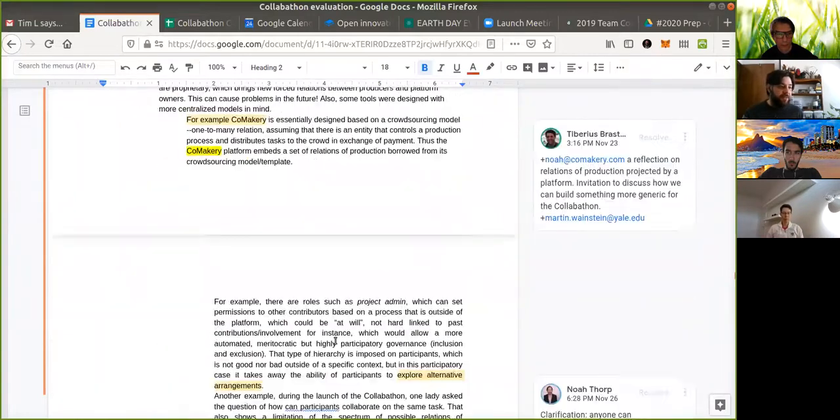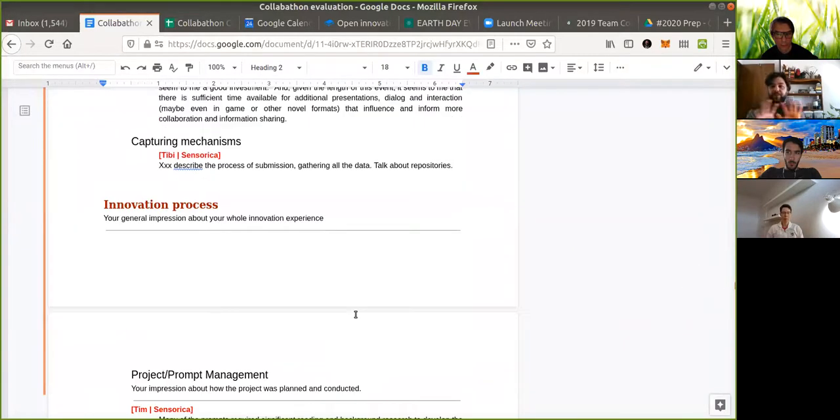Means of production, relations of production. So we observed the Collabathon last year according to its economy. And economy here is in a general sense: how do you get people to bring resources and use these resources in order to produce something?